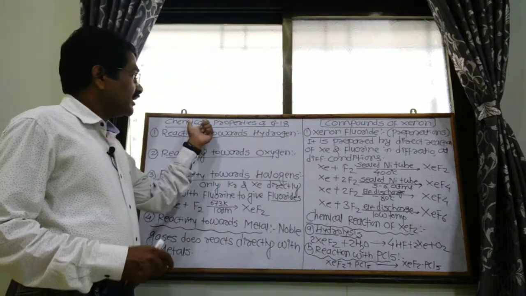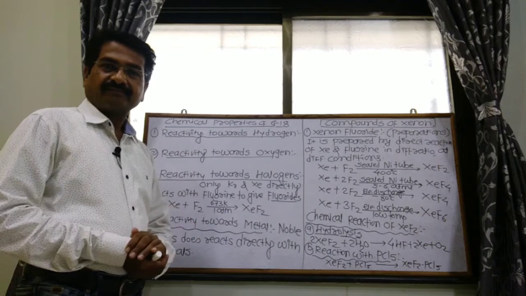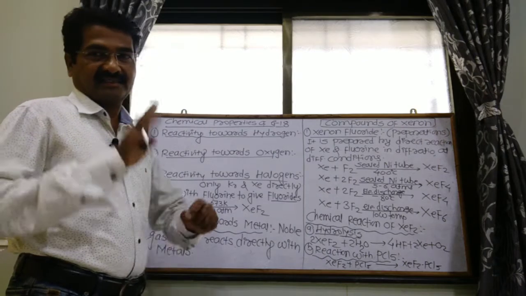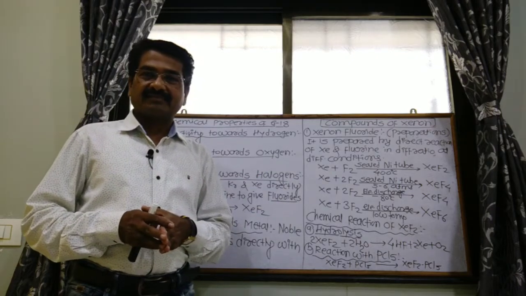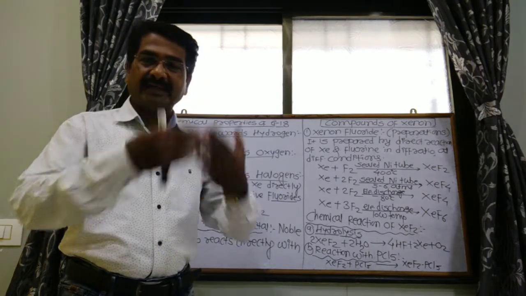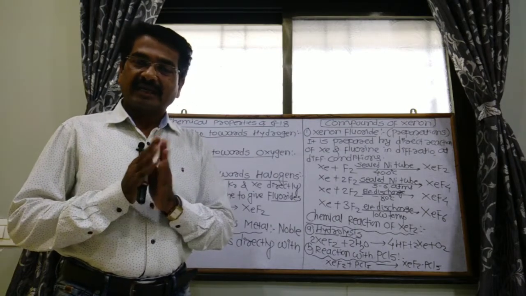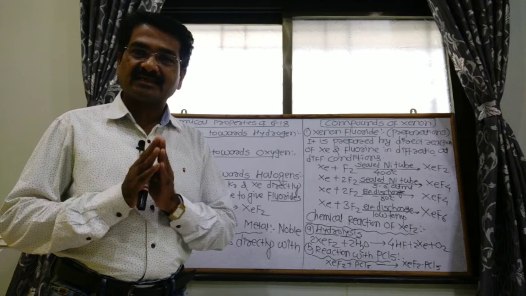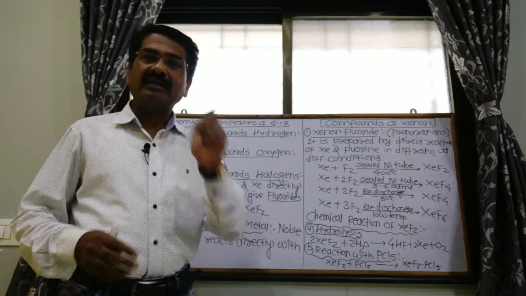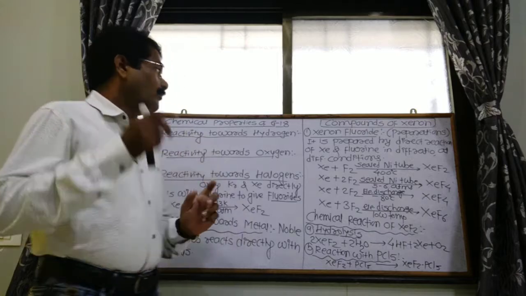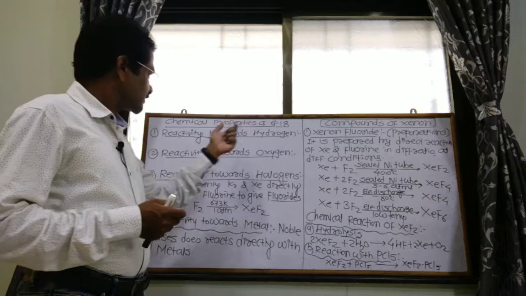So, chemical properties of group 18 elements, that is noble gases. We know the noble gases cannot react with other elements due to completion of octet. Hence all noble gases are chemically inert or chemically inactive. But let's see some chemical properties of group 18, that is noble gases.